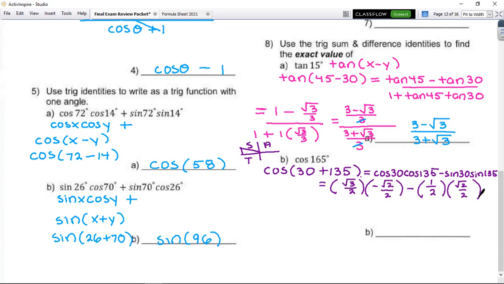And again, no decimals. So this is equivalent to the negative square root of 6 over 4 minus the square root of 2 over 4. You can leave it like that if you'd like, or you can put them together. So negative square root of 6 minus the square root of 2 all over 4. Okay, so just like that. Do you feel okay on those so far?